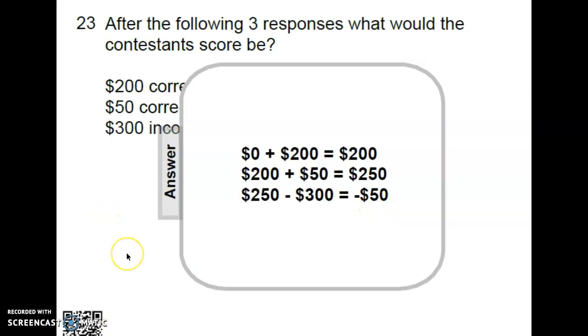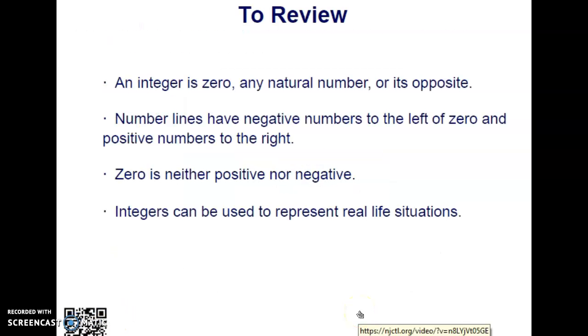Let's take a quick pause as we switch to absolute value. But before we go to absolute value, let's review what we've learned about integers. An integer is 0, any natural number or its opposite. Number lines have negative numbers to the left of 0 and positive numbers to the right. 0 is neither negative nor positive. Integers can be used to represent real-life situations. Let's switch to absolute value.